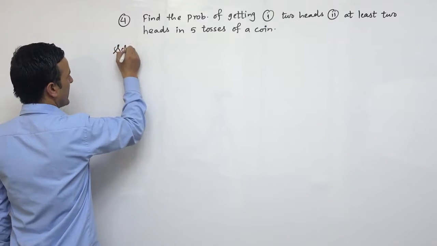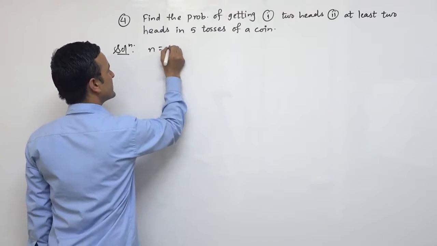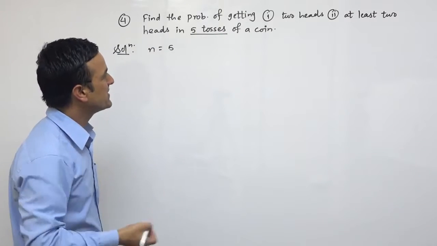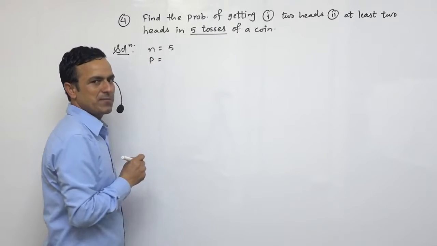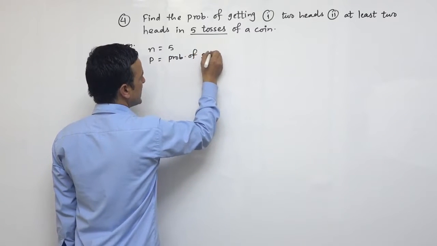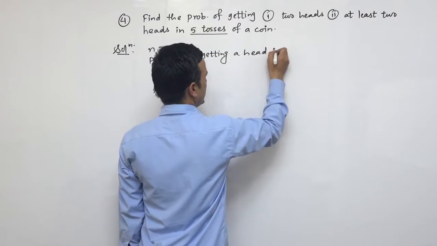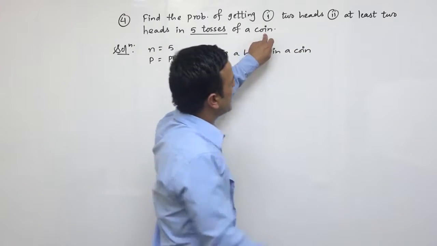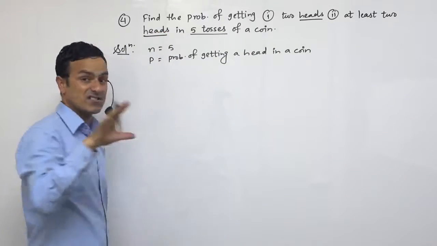So let's see, the total number of experiments, the number of trials, is 5. So these 5 tosses mean the number of trials or experiments by using this coin. And write down the P. P means the probability of getting a head in a coin. We have a coin, and here is a head, here is a tail. So this head is a success.